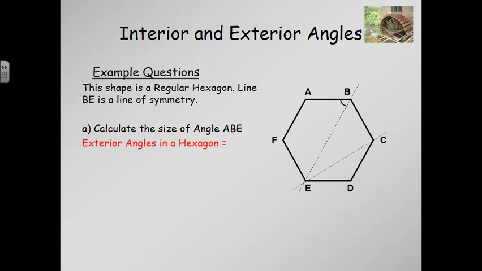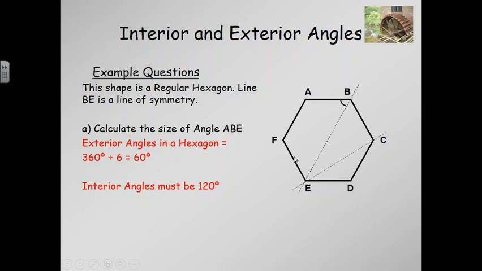that angle here. So first of all, let's use the key point about the exterior angles in a hexagon. We know our exterior angles total 360. So divided by 6 means the exterior angle is 60 degrees.